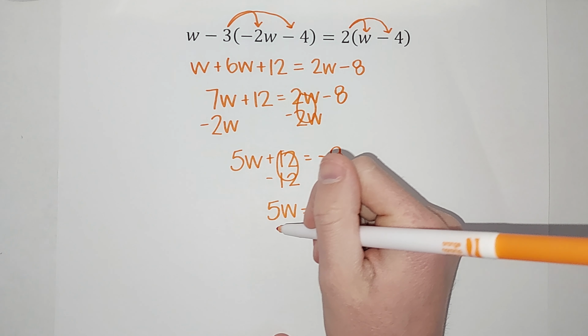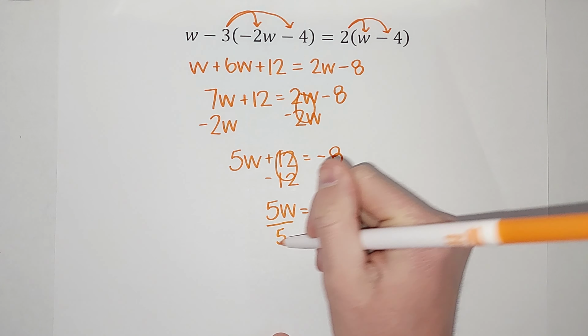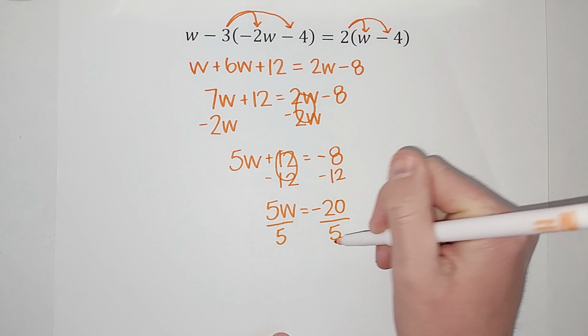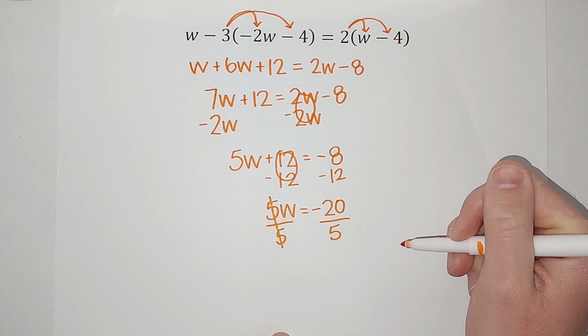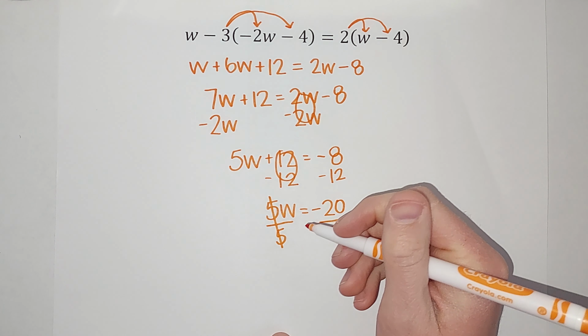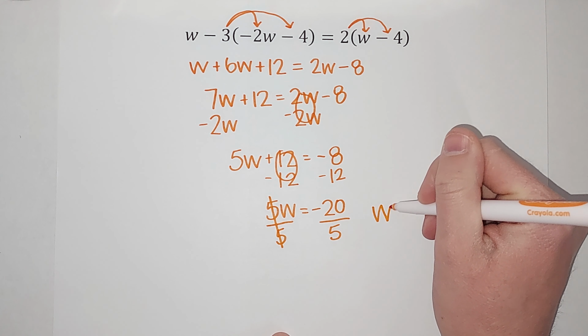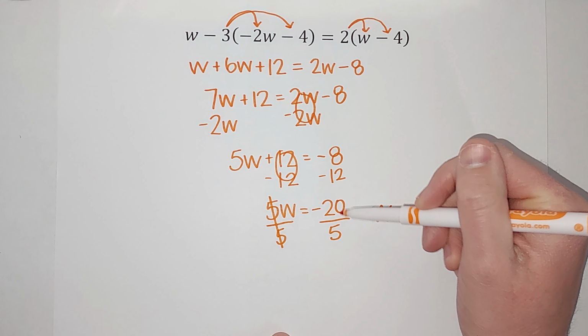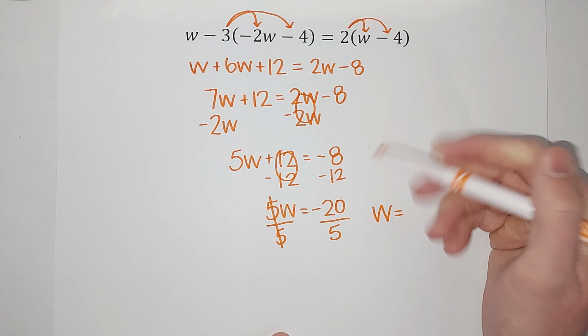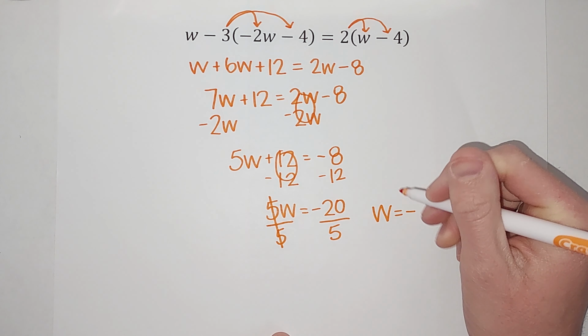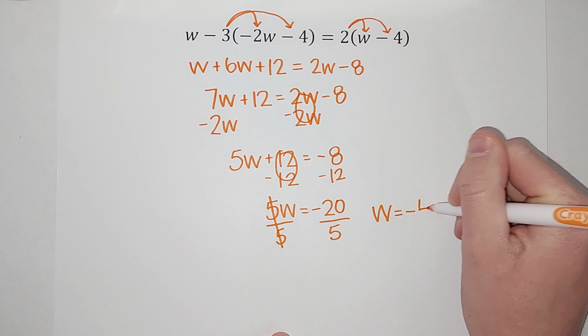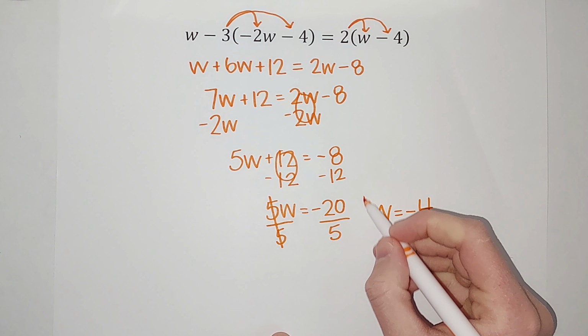To get rid of this 5, I'm going to divide. So then those cancel, right? I'm left with 1W or just W. We get W equals -20 divided by 5. A negative divided by a positive is going to give me a negative. 20 divided by 5 gives me 4. So -4.